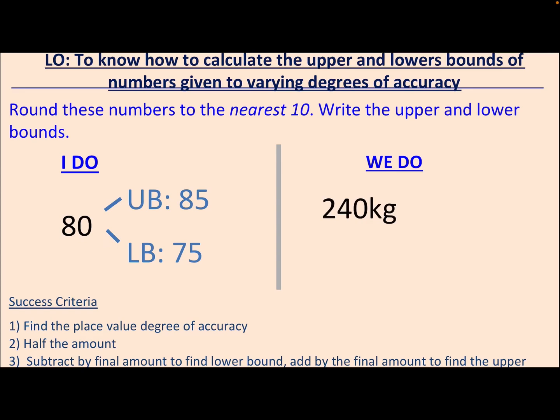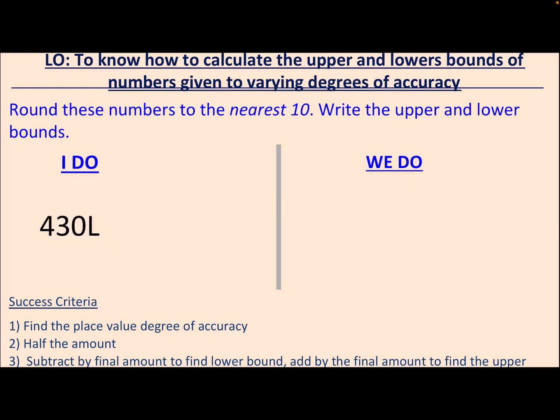Okay, let's now move forward. So the answer is 245 kg for the upper bound, and for the lower bound, 235 kg. Alright, so the next question says round these numbers to the nearest 10 and write the upper and lower bounds.